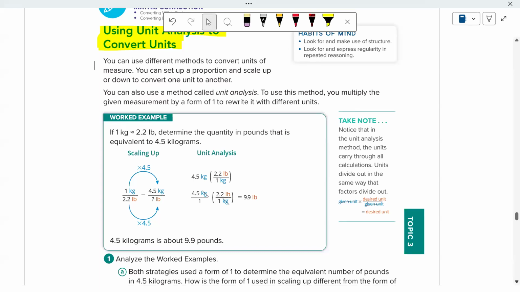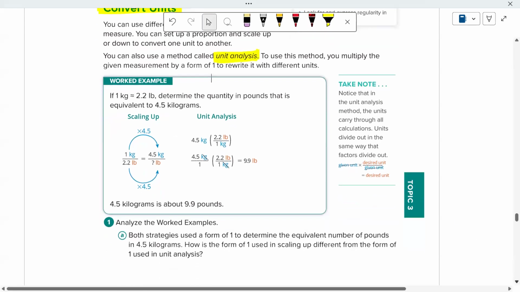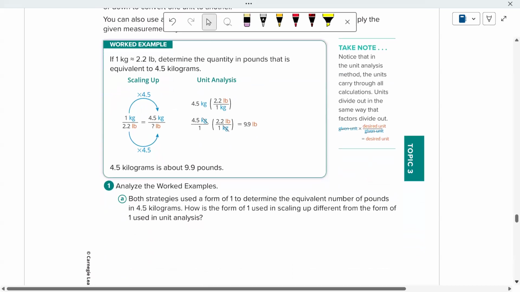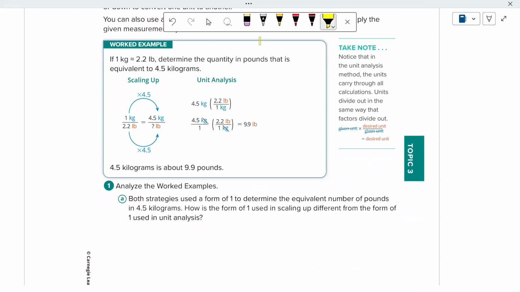So here we go. We can use different methods to convert units, as we've already learned. We used ratio tables, we used proportion analysis, we just used many things. You can set up a proportion to scale up or scale down. You can also use a method called unit analysis, which is a form of mathematics. Super easy math, if you ask me, but some people don't find it easy. I don't care about the details of that. I just want you to notice this example here in the worked example.